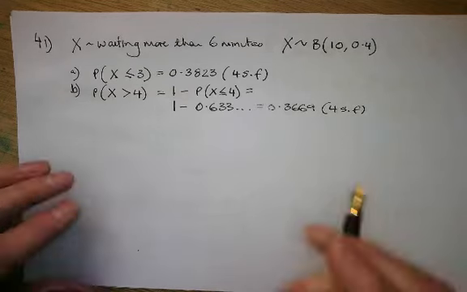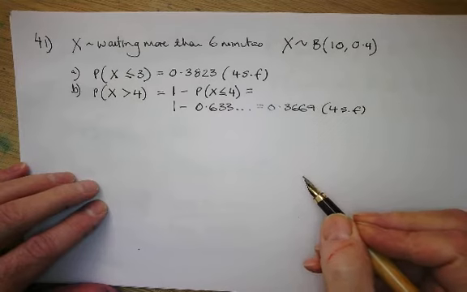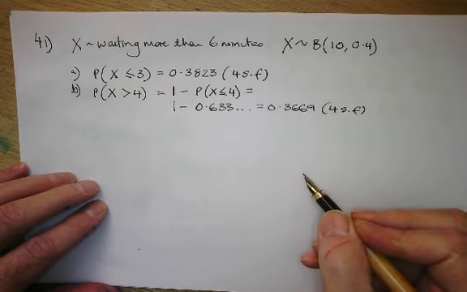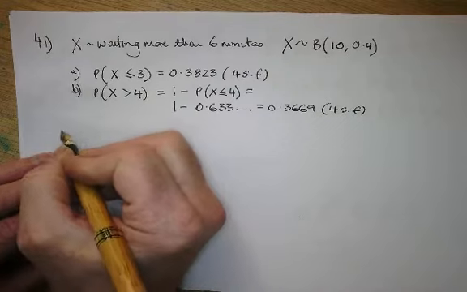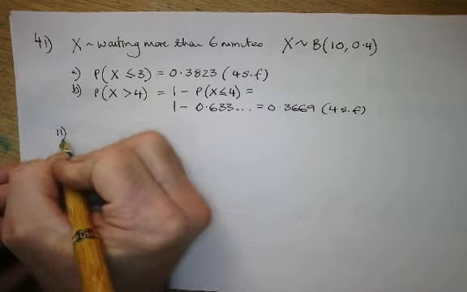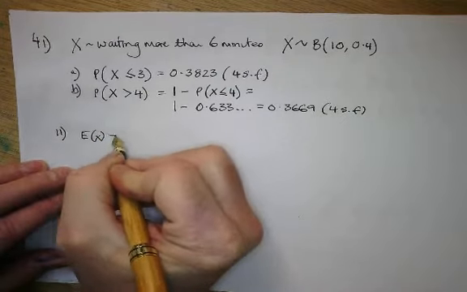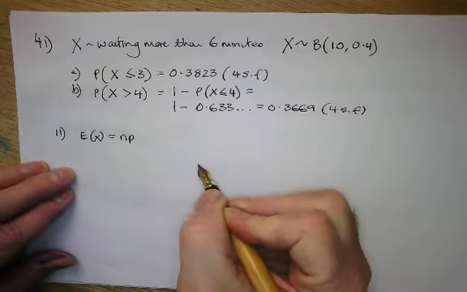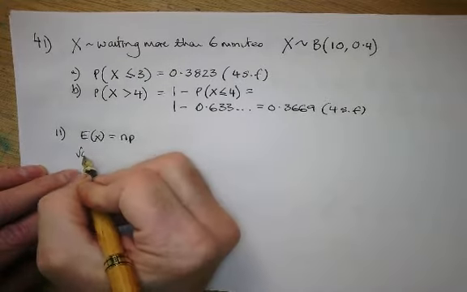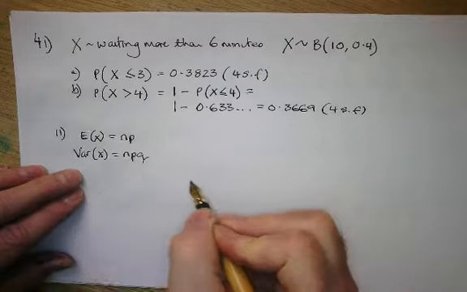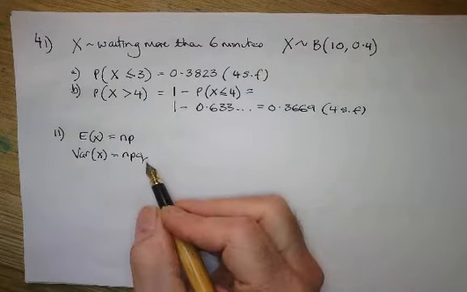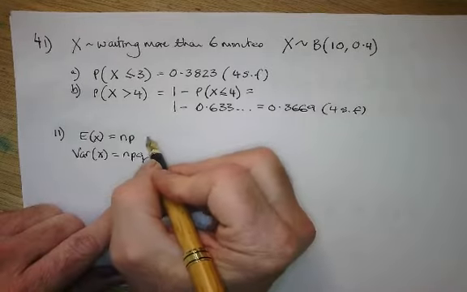Then the question says, assuming Claire's beliefs are correct, again another assumption, calculate values of the mean and standard deviation of the number of times she has to wait more than 6 minutes to catch a bus in a week. So what we need to remember here is that the expected value, so here this is part 2, our expected value is np, and our variance of the value is npq. Remember, q is 1 minus p.